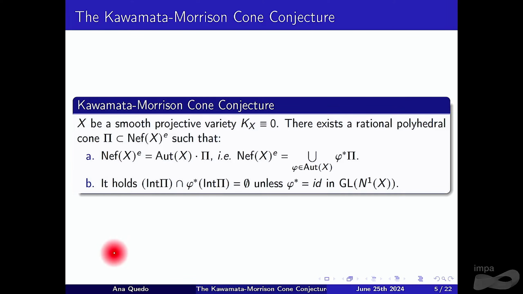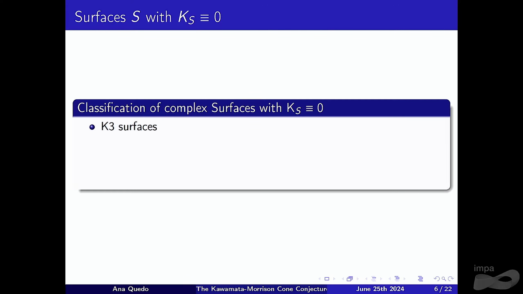And moreover, if I consider the interior of this rational polyhedral cone, with phi acting on the same cone, this intersection is empty unless the pullback is the identity on N1 of my variety. And so I will try to now say what is known of the cone conjecture right now.